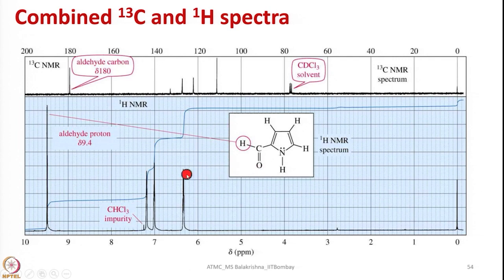In the case of 1H NMR, you can see this one is here, much deshielded, and then the NH proton is there, and then what we have is these three protons, we have these three signals here. And this NH is somewhere here, it is a small NH, a very weak signal because of exchange.